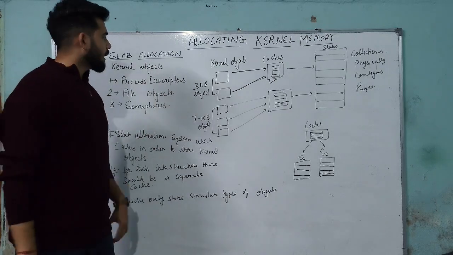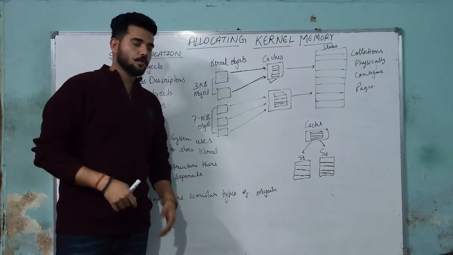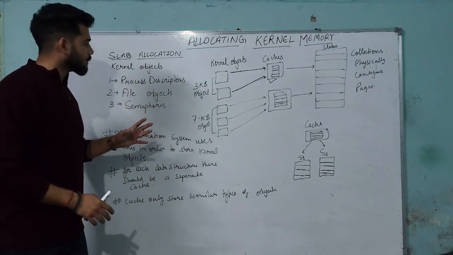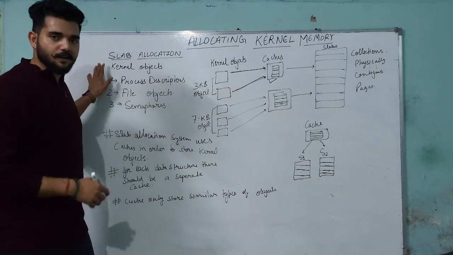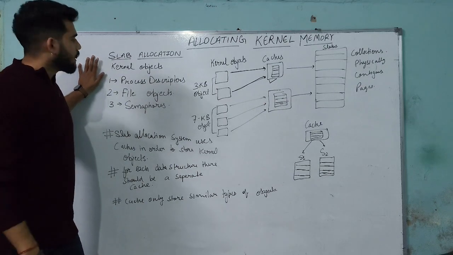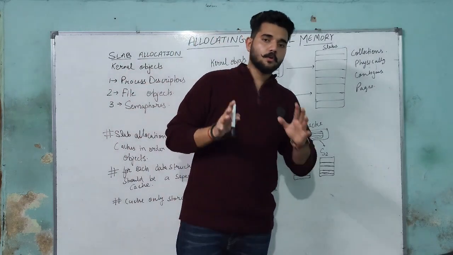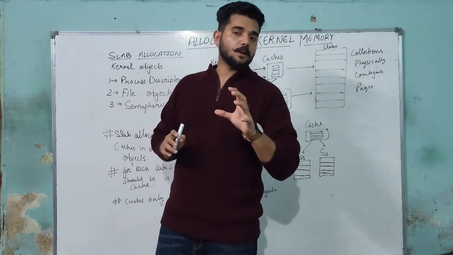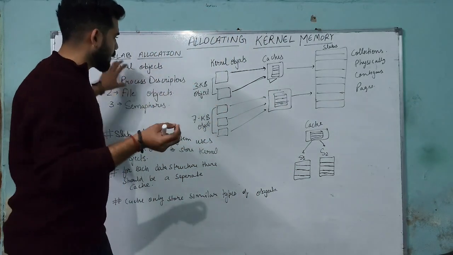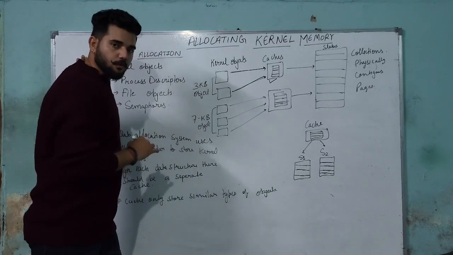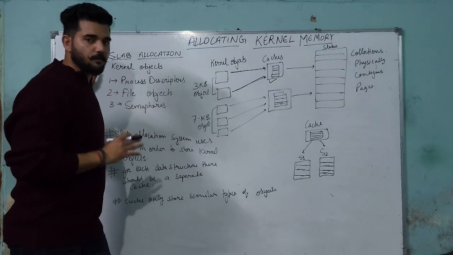Hi everyone. As you all know, we are discussing allocating kernel memory. As my friend Kapish told you earlier, how to allocate kernel objects to kernel memory using the buddy system. Now I am telling you a different concept, which is slab allocation. It is quite different from the buddy system. In the buddy system, we store kernel objects using memory in powers of 2, dividing the memory in powers of 2. But it is nothing like that in this case. In this, we are going to use a different method.